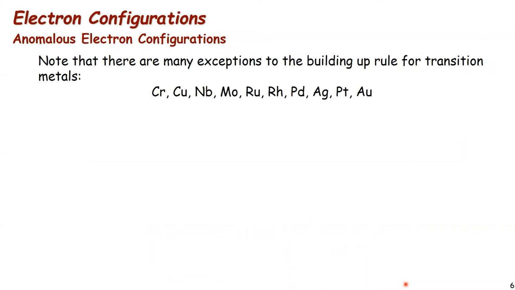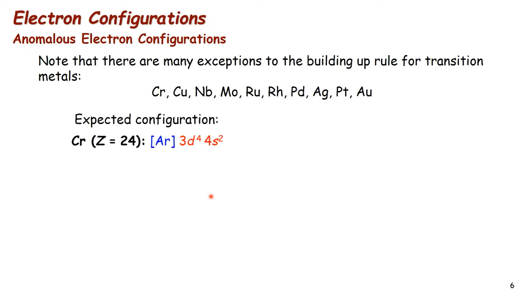Okay, now there are anomalies within the building up principle, and there's actually 21 of them, but these are the transition metal ones: chromium, copper, niobium, molybdenum, ruthenium, rhodium, palladium, silver, platinum, and gold. But again, on the exam, just use the regular building up principle. I do not expect you to memorize all of these. So just use the regular building up principle.